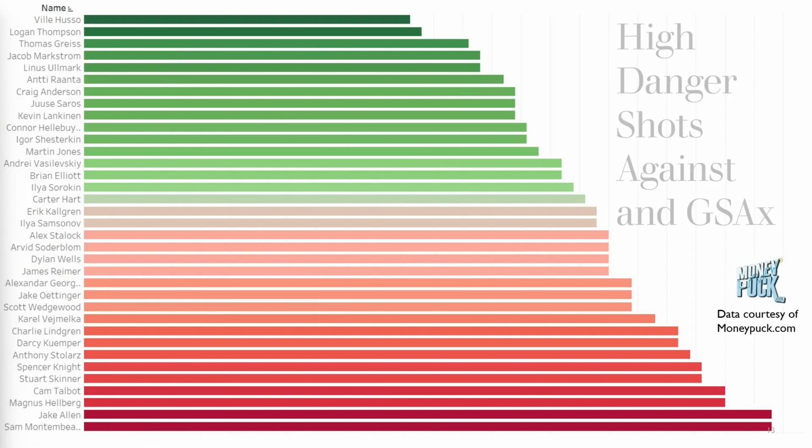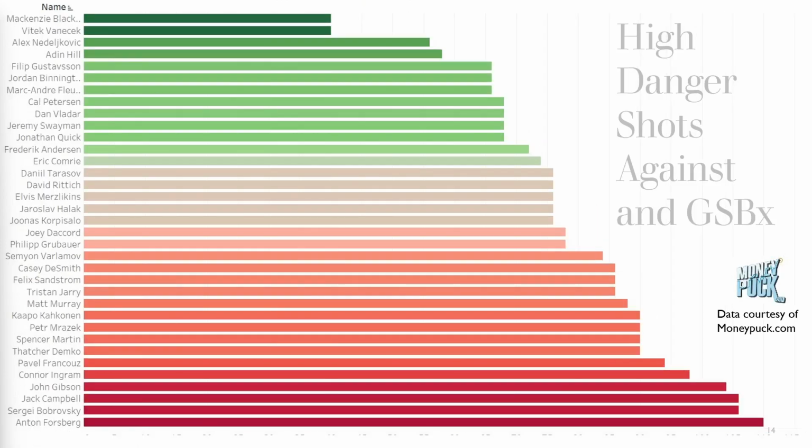Now, Darcy Kemper and Charlie Lindgren right next to each other. Where are they? Lost them. Right here at the bottom. They're getting a lot of high danger chances against, but they are holding up for now, and that's likely a product of all the injuries in Washington. So John Carlson will be back this week. That should help limit the chances against and hopefully stabilize their D a little bit, and that could bump them a little bit higher up this metric.